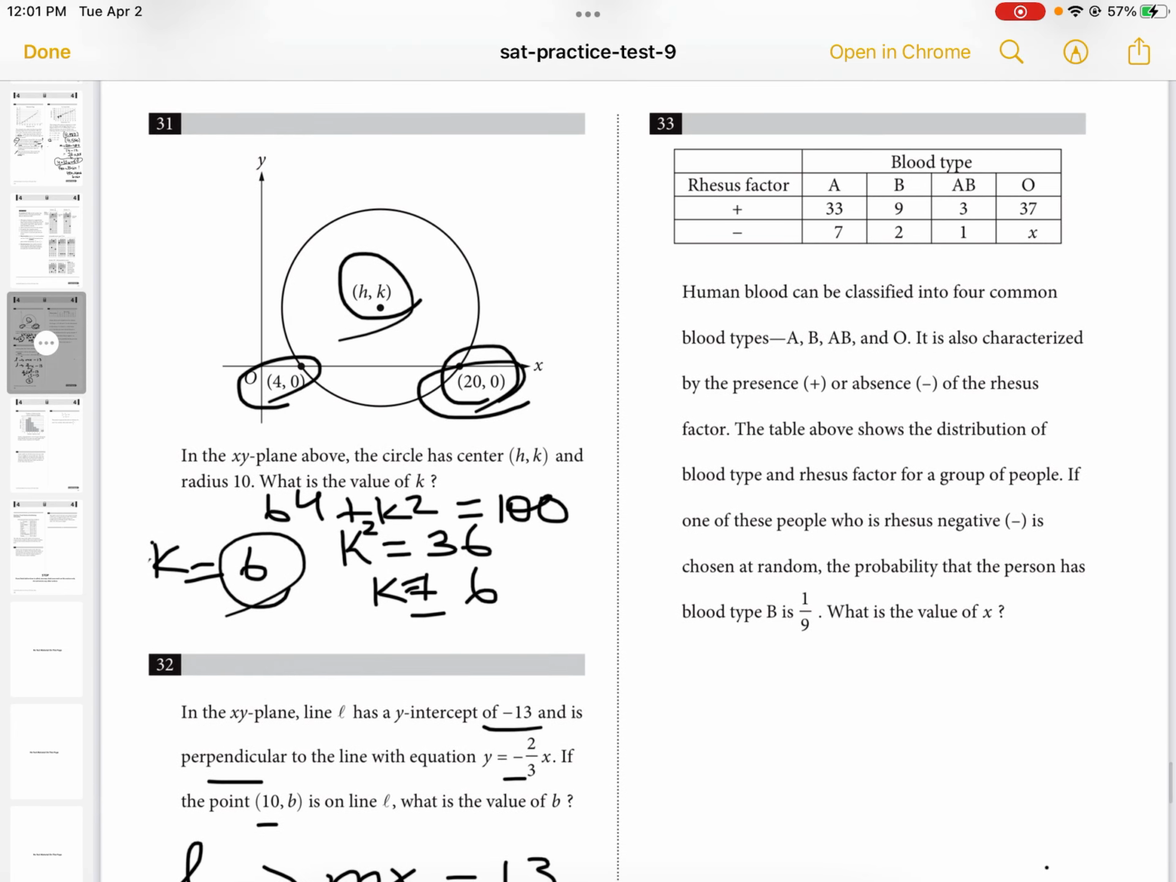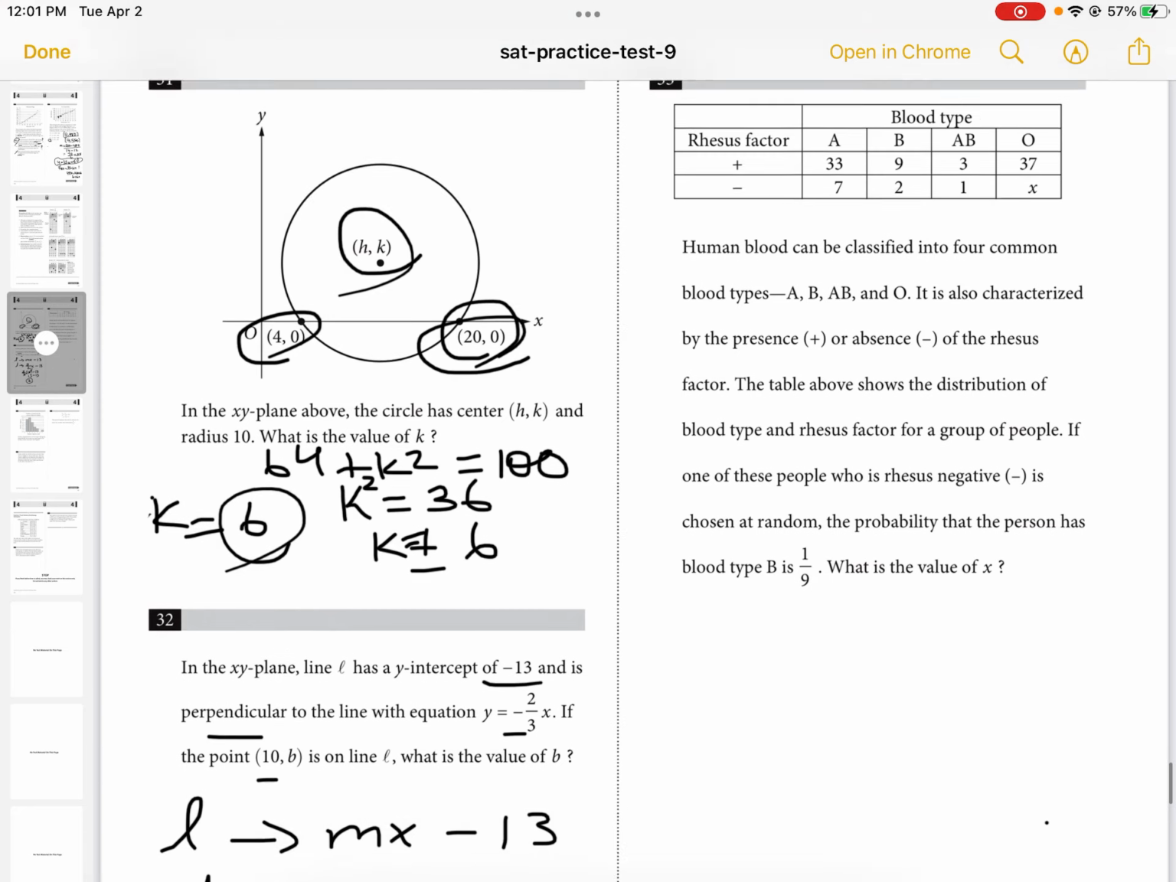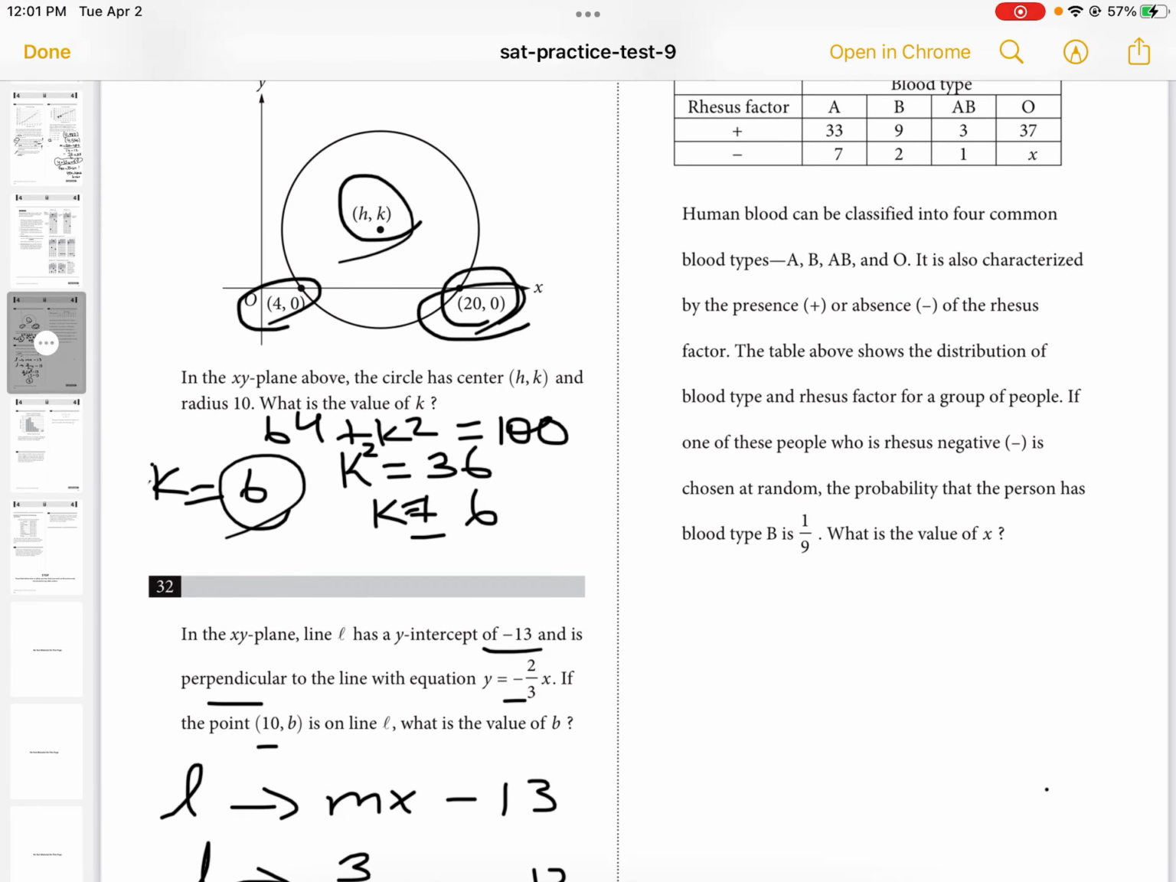Number 33. Alright, human blood can be classified into 4 common blood types, A, B, AB, and O. It is also characterized by the presence or absence of the rhesus factor. The table above shows the distribution of blood type and rhesus factor for a group of people. If one of these people who is rhesus negative is chosen at random, the probability that the person has blood type B is 1/9. What is the value of X?